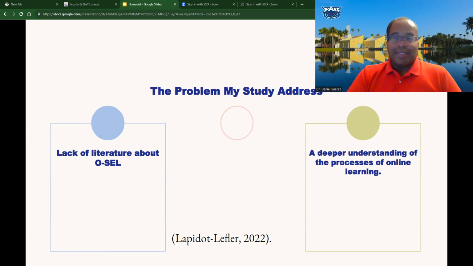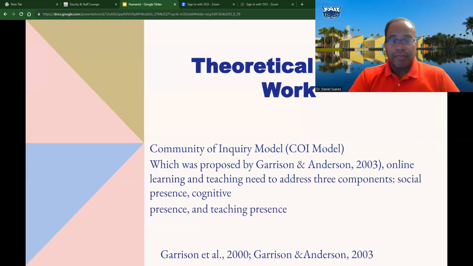The problem I'm addressing is the lack of OSEL in the literature, and second, a deeper understanding of the process of online learning. One theoretical framework which I've seen and am using is called the Community of Inquiry Model, or COIM, which was proposed by Garrison and Anderson. Online teaching needs to have three components: social presence, cognitive presence, and teaching presence.